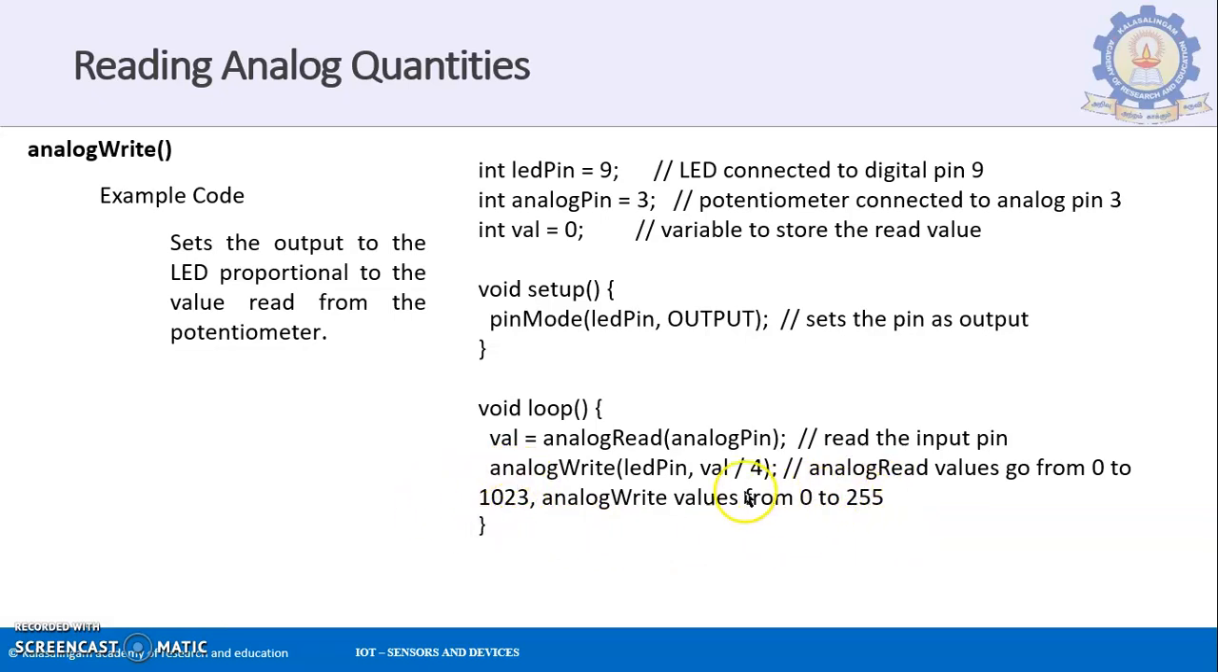So that is why I'm dividing the value by 4 and putting that on the LED pin output. Accordingly, the brightness of my LED is going to vary. I hope you are able to understand this concept. Thank you.